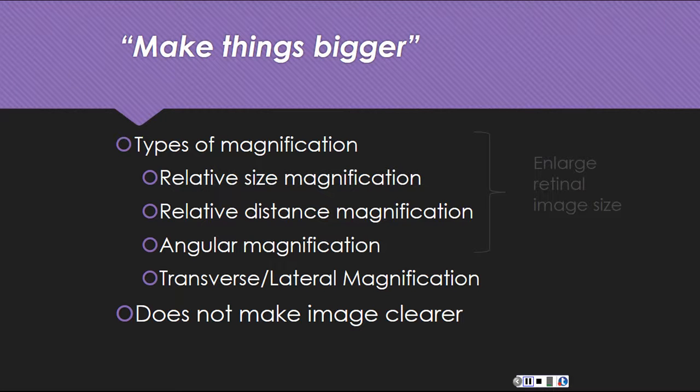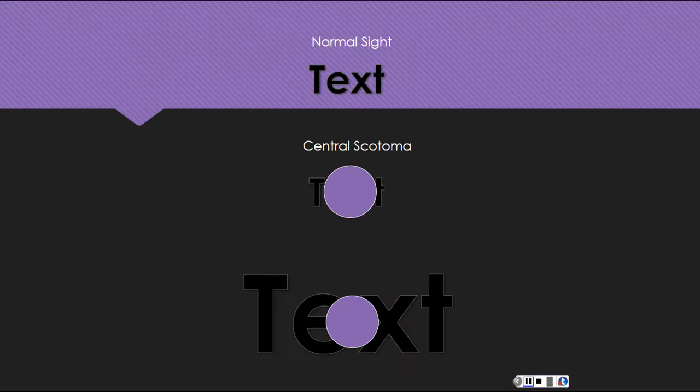It's just going to make it easier to see. So the goal of magnification is just to be able to see it, not to make things clear. That's what your refraction did when we started off in the beginning. Up at the top, we look at normal sight, that print text. Everything's normal vision. There's nothing occluding that ability to see that print, so that text is easy to see.